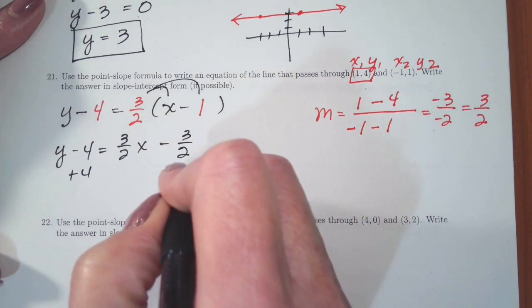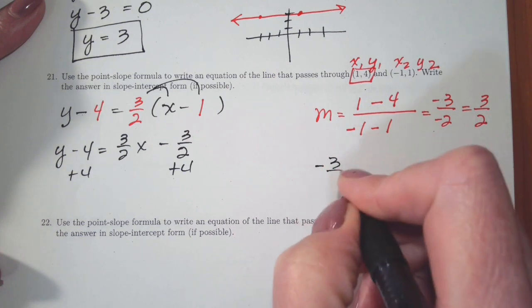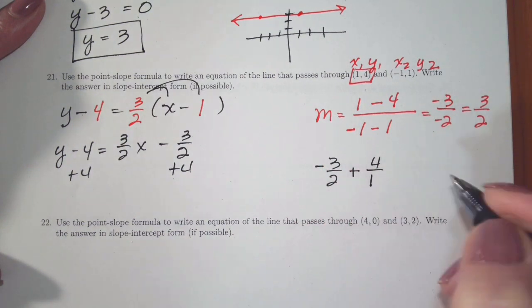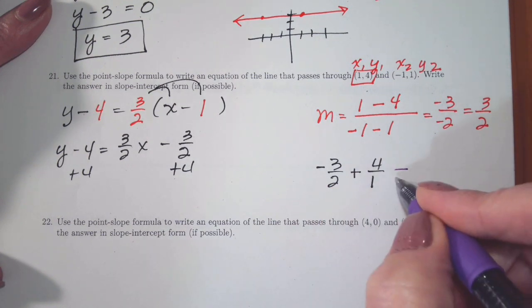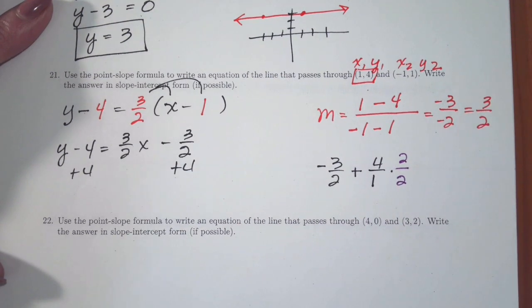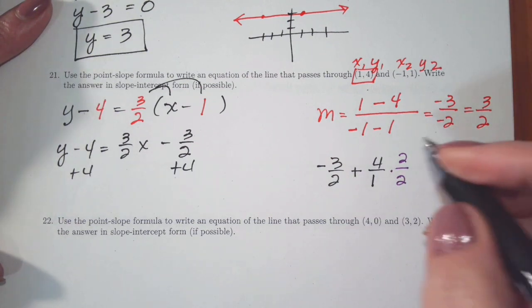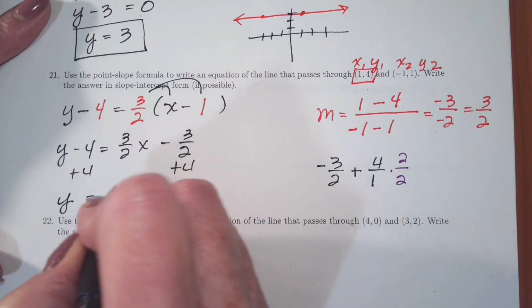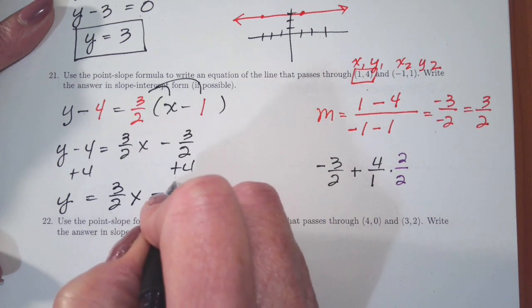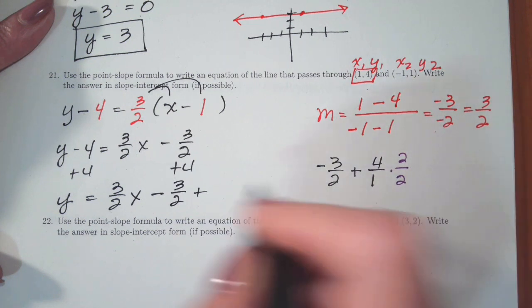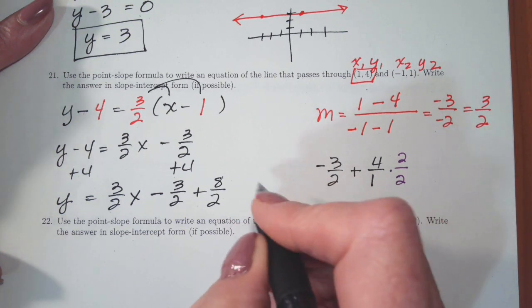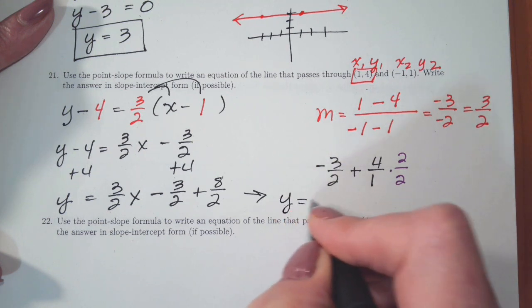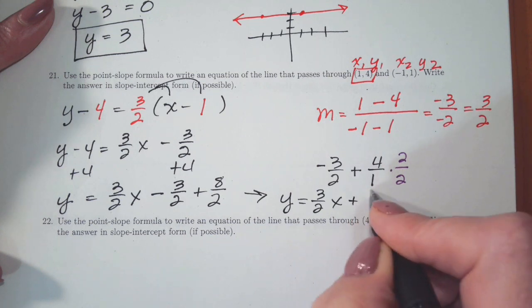So I'm going to add 4 to both sides. So that may take me a little work. I'm going to have to take negative 3 halves plus 4 over 1. Now to add these together, I have to get a common denominator, which of course is 2. So I'm going to have to multiply this by 2 over 2. So this gives me y is equal to 3 halves x minus 3 halves plus 8 halves. Which becomes y equals 3 halves x plus 5 halves.